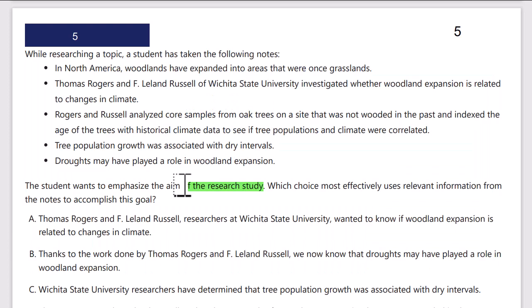So each of the prompts will have one of those goals defined. In this case, the student wants to emphasize the aim or the purpose of the study. So that's how we would go about answering this question. We want to identify among the bullet points what is the purpose of the study out of those 4 points.